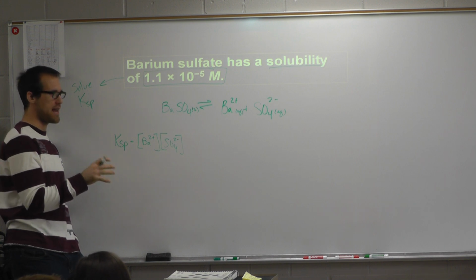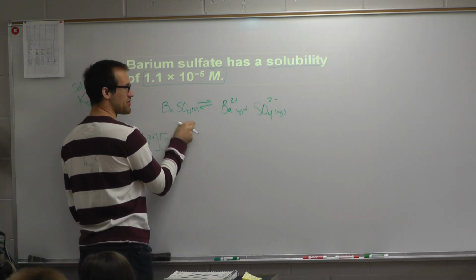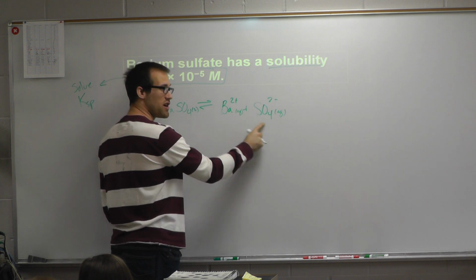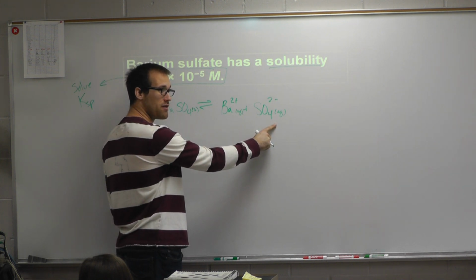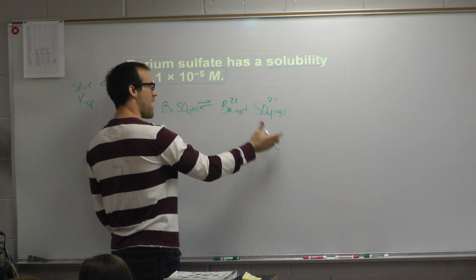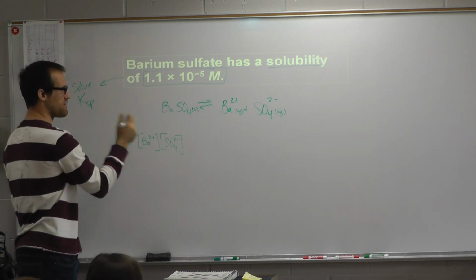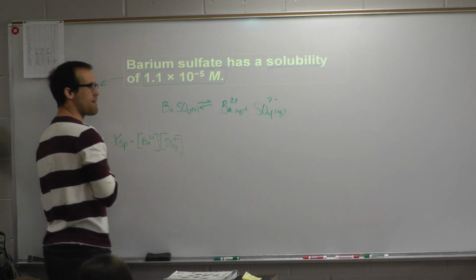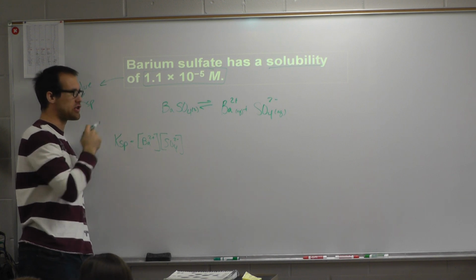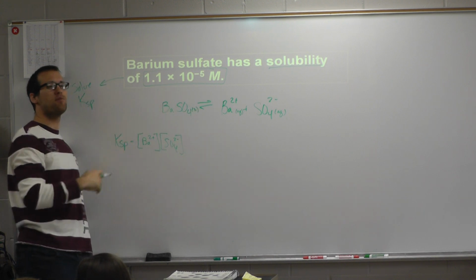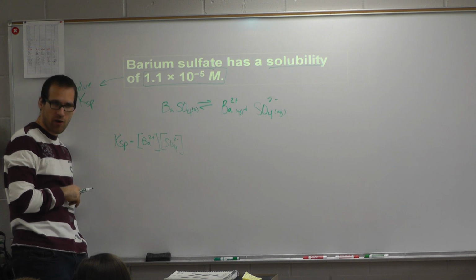Now, remember how I said that if I know the concentration of this, I can figure out the concentrations of this based on the ratio? Okay? Now, I do not, oh, okay, yes I do. I do know the concentration of this. So what I'm going to do is I'm going to represent the ratios of all of these with variable S. S referring to solubility.